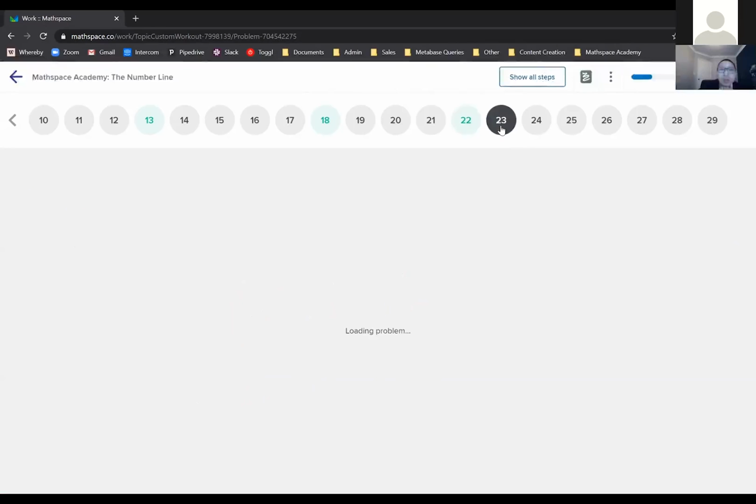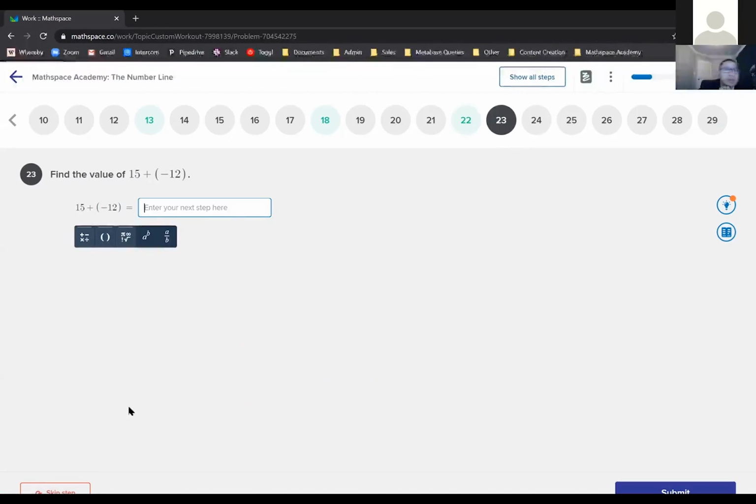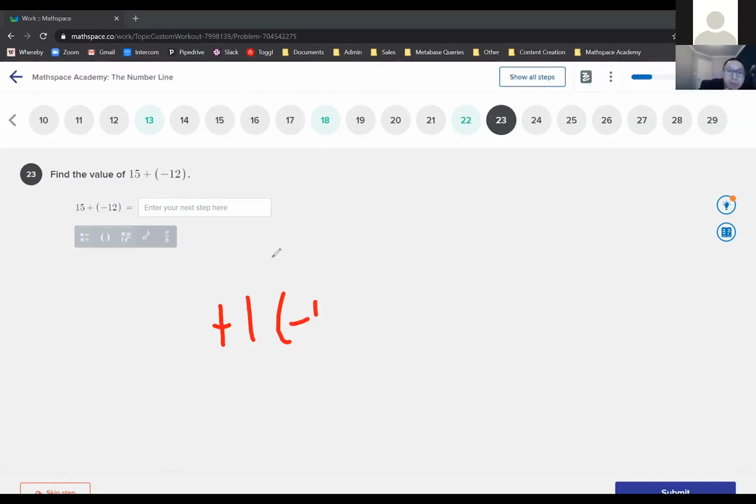Okay, I hope there's another one here. Yeah, okay, so same thing here, 15 plus negative 12. We can simplify this by combining the positive and the negative, right? So remember, this is like positive 1 times by negative 12, right?